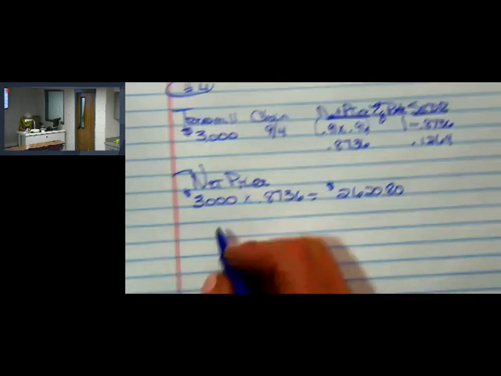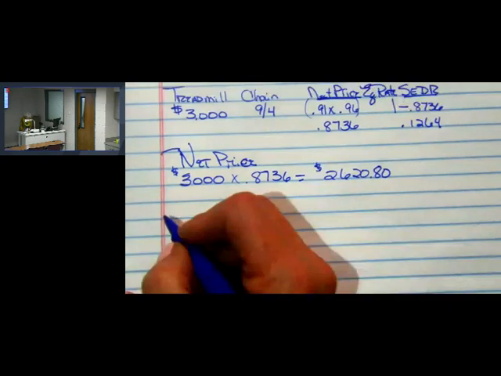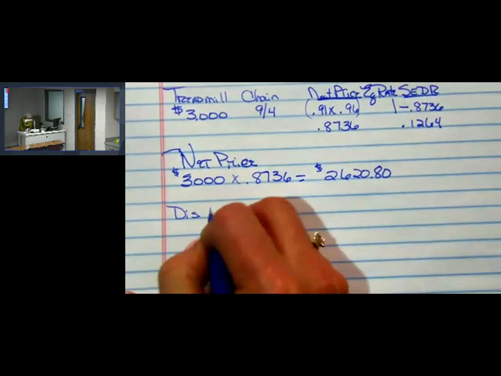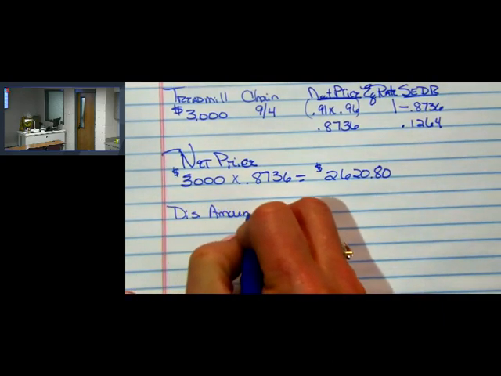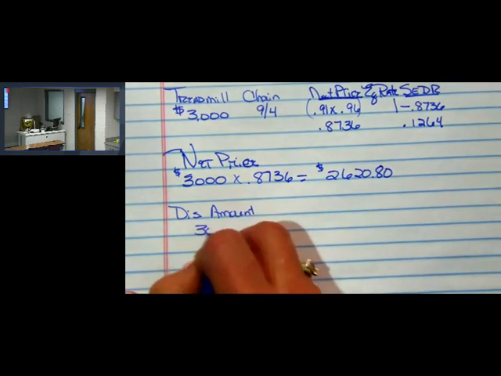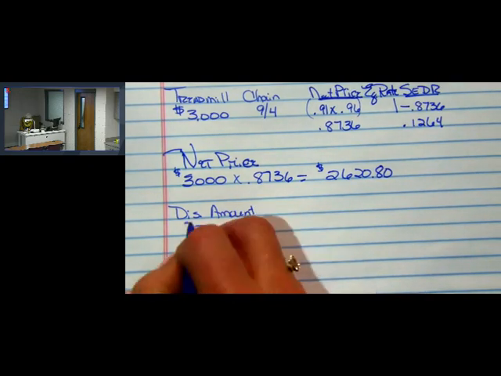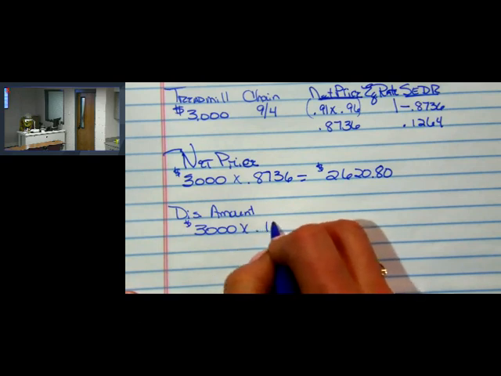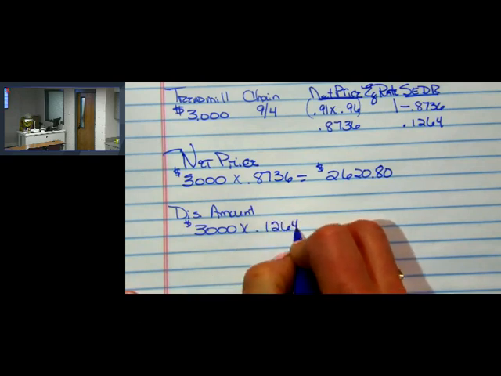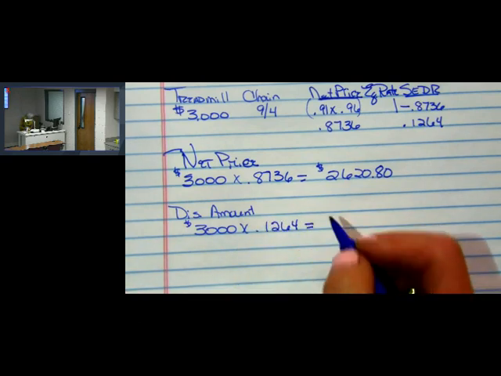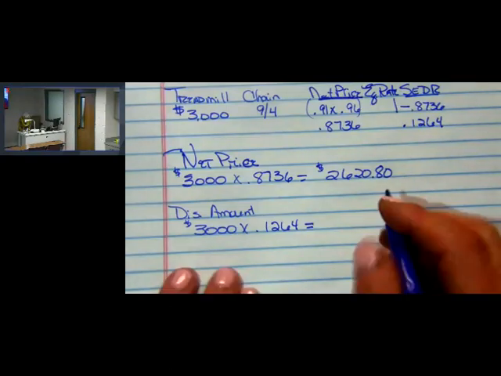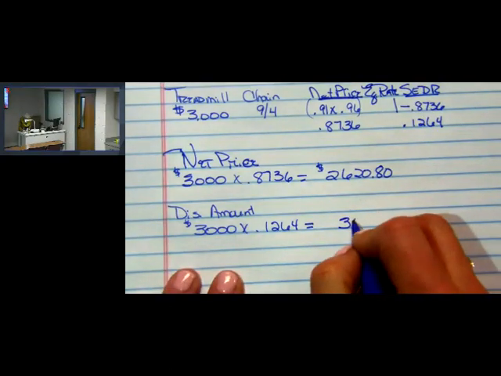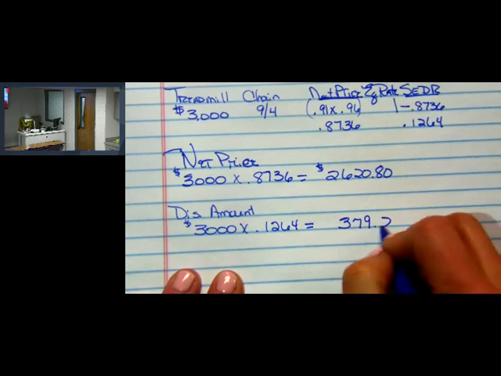So if I'm looking for my discount amount for this treadmill, I'm going to take my list of 3,000 times 0.1264. And again, it should give me a trade discount of $379.20.